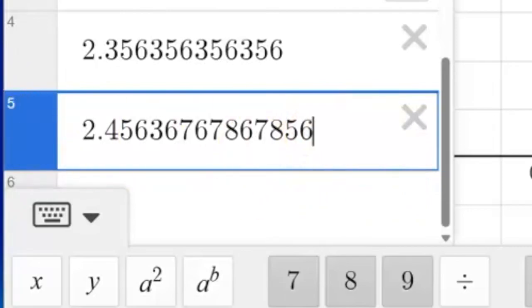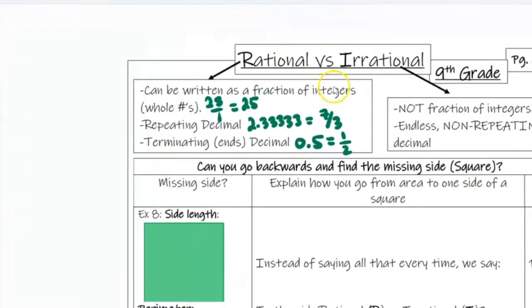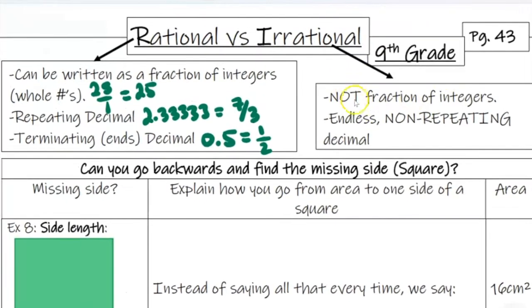Sometimes a fraction isn't there. For it to be rational, three things: it can be written as a fraction of integers or whole number, it is a repeating decimal, or it is a terminating decimal. Now, of course, in contrast, an irrational number is going to be something that's not a fraction of integers, something that's endless and that is not a repeating decimal.